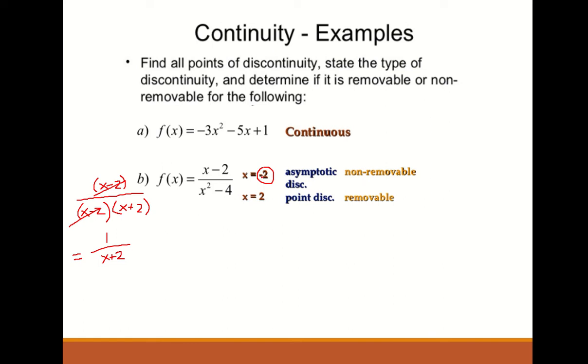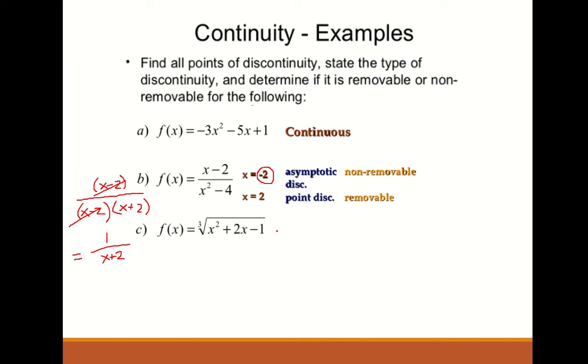Alright, so for x equal to minus 2, we know that this is asymptotic, because we have something at the numerator, which is negative 4, and the denominator is 0. So something divided by 0. We have an asymptote. So this is an example of asymptotic discontinuity. So it is non-removable. So this is an essential discontinuity.